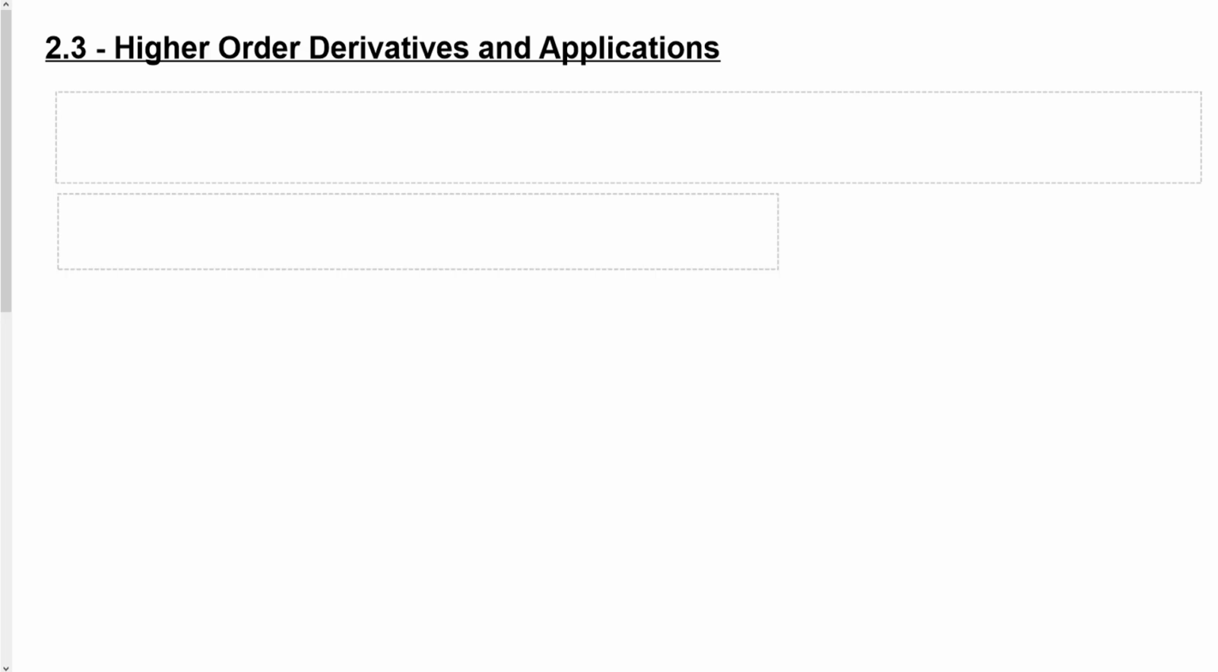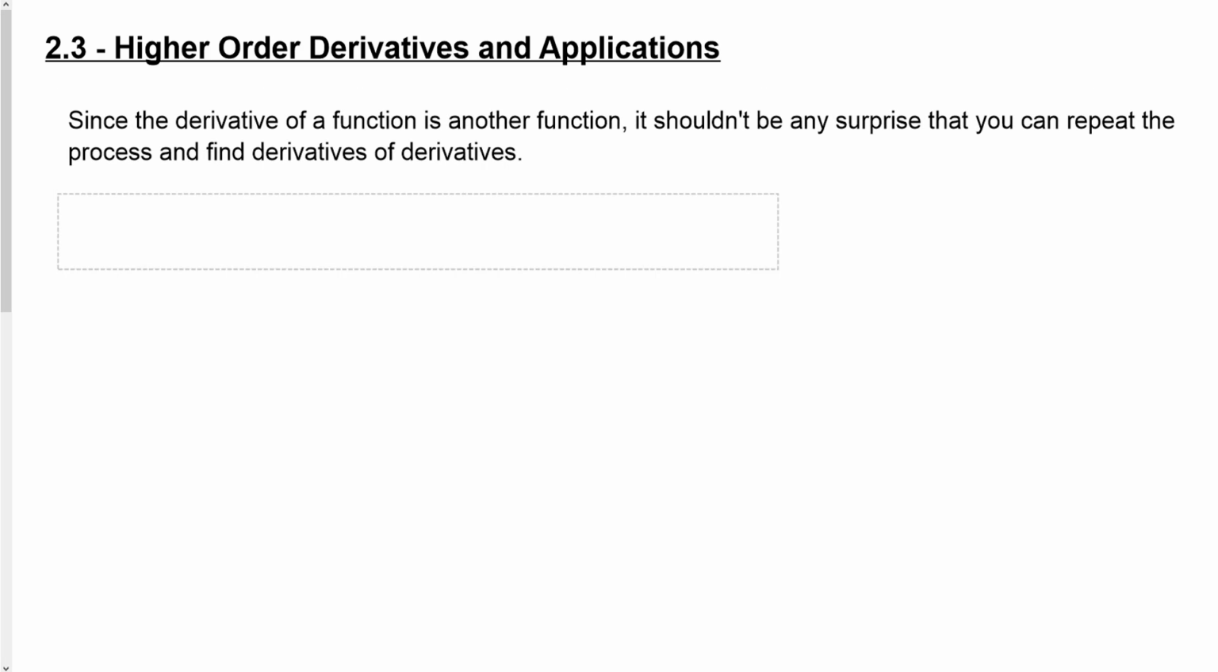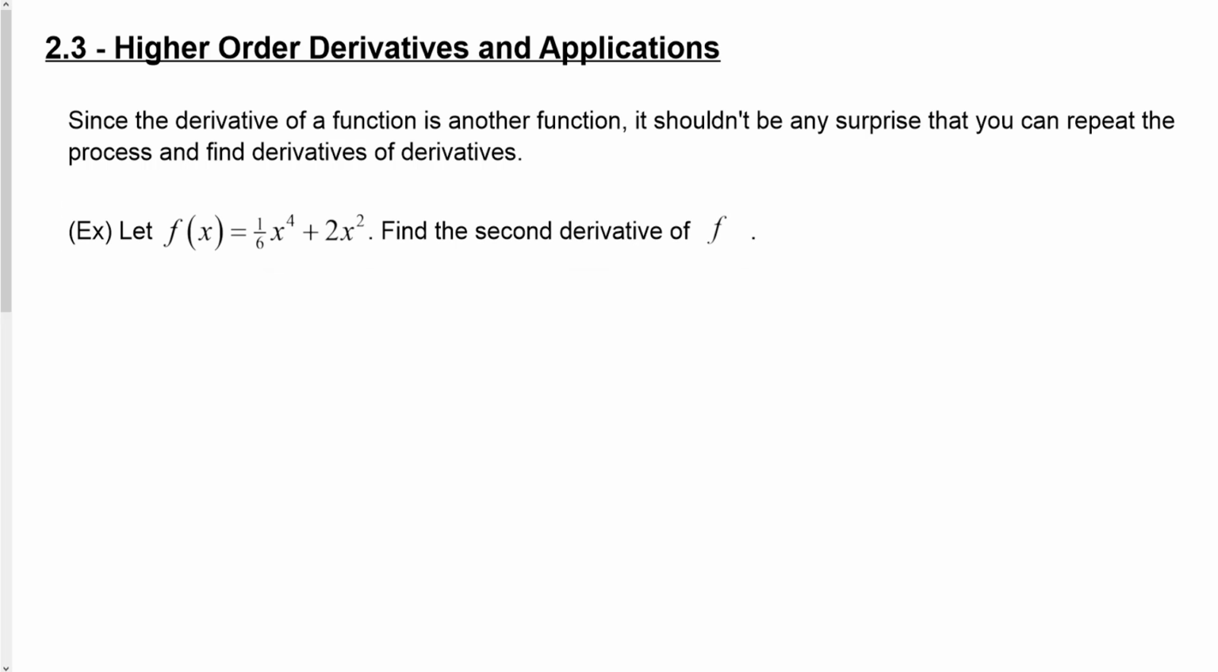This section is about higher order derivatives and some different types of applications for derivatives. Since the derivative of a function is another function, it shouldn't be any surprise that you could repeat the process and find a derivative for a derivative. So for instance, let's let the function f of x be defined as 1/6 x to the fourth power plus 2x squared. And we'll find the second derivative of f.